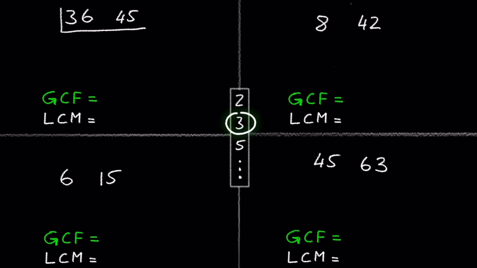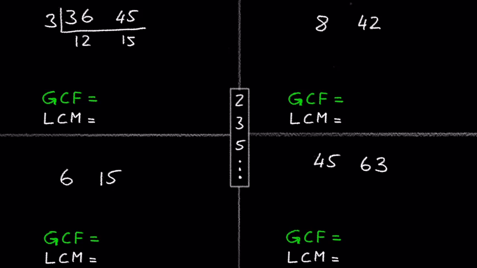Are 36 and 45 divisible by 3? Yes, they are. 36 divided by 3 is 12. And 45 divided by 3 is 15. This is what we have to do at every step.